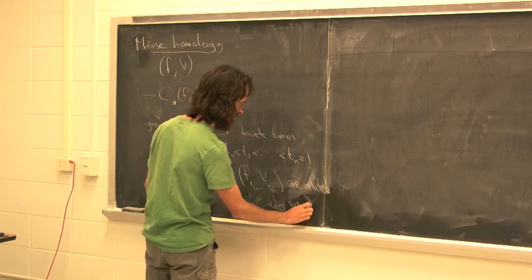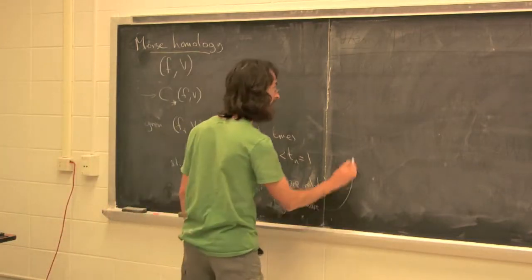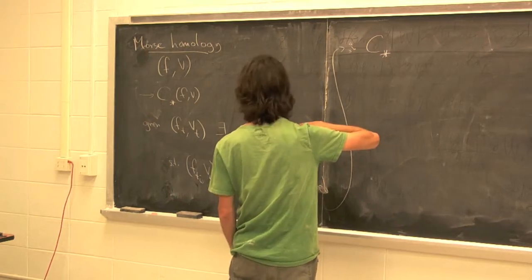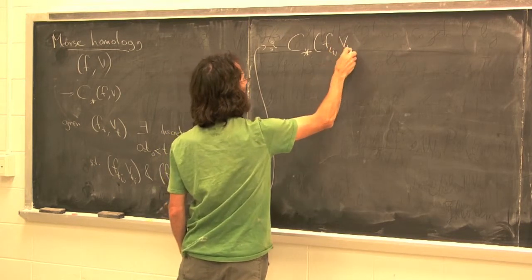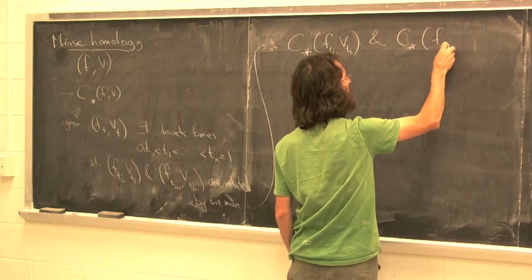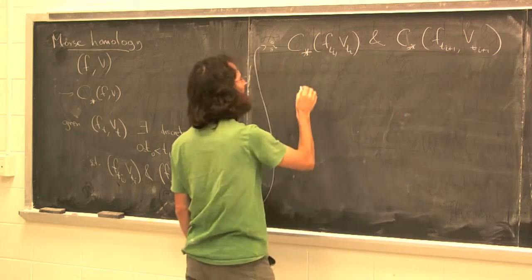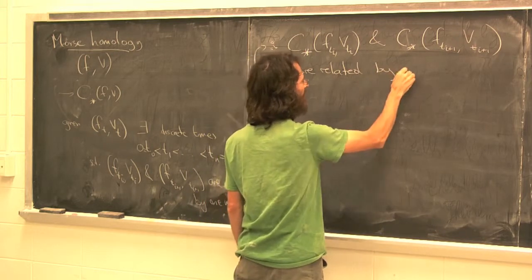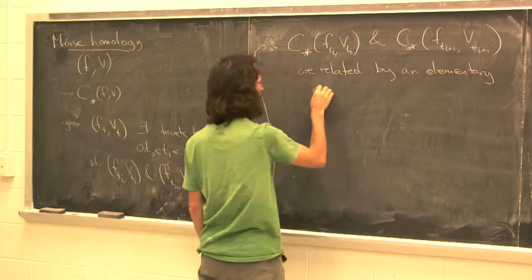And the move is either a birth or a death or a finger move or a handle slide, right? And therefore the chain complexes C star of f sub ti, V sub ti and C star of f sub ti plus 1, V sub ti plus 1 are related by, I'll call it, an elementary chain homotopy equivalence.